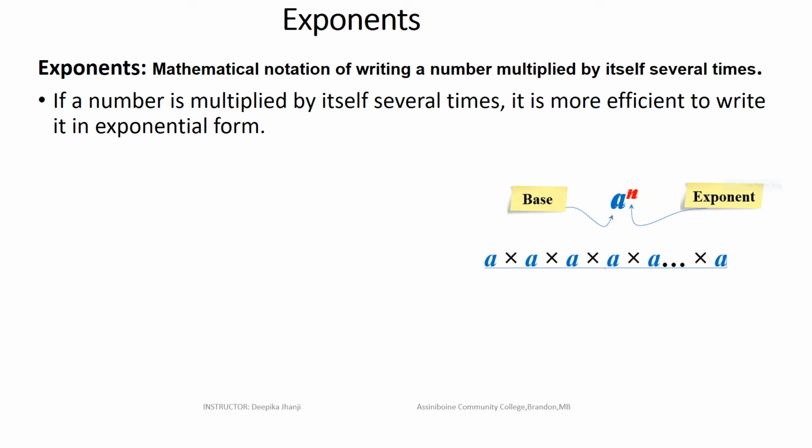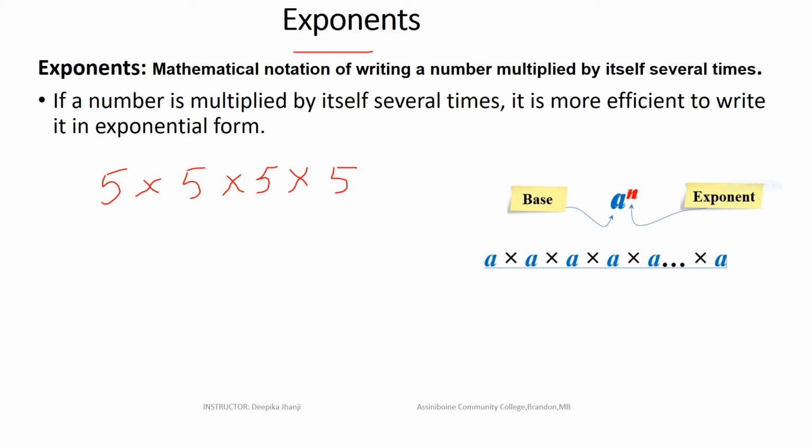Let's say you have a number 5 which is being multiplied by itself several times. Let's consider 4 times, right? This is the product of 5 multiplied by itself 4 times. Mathematics gives us a facility to write this expanded form in a short form. That short form is called an exponent.